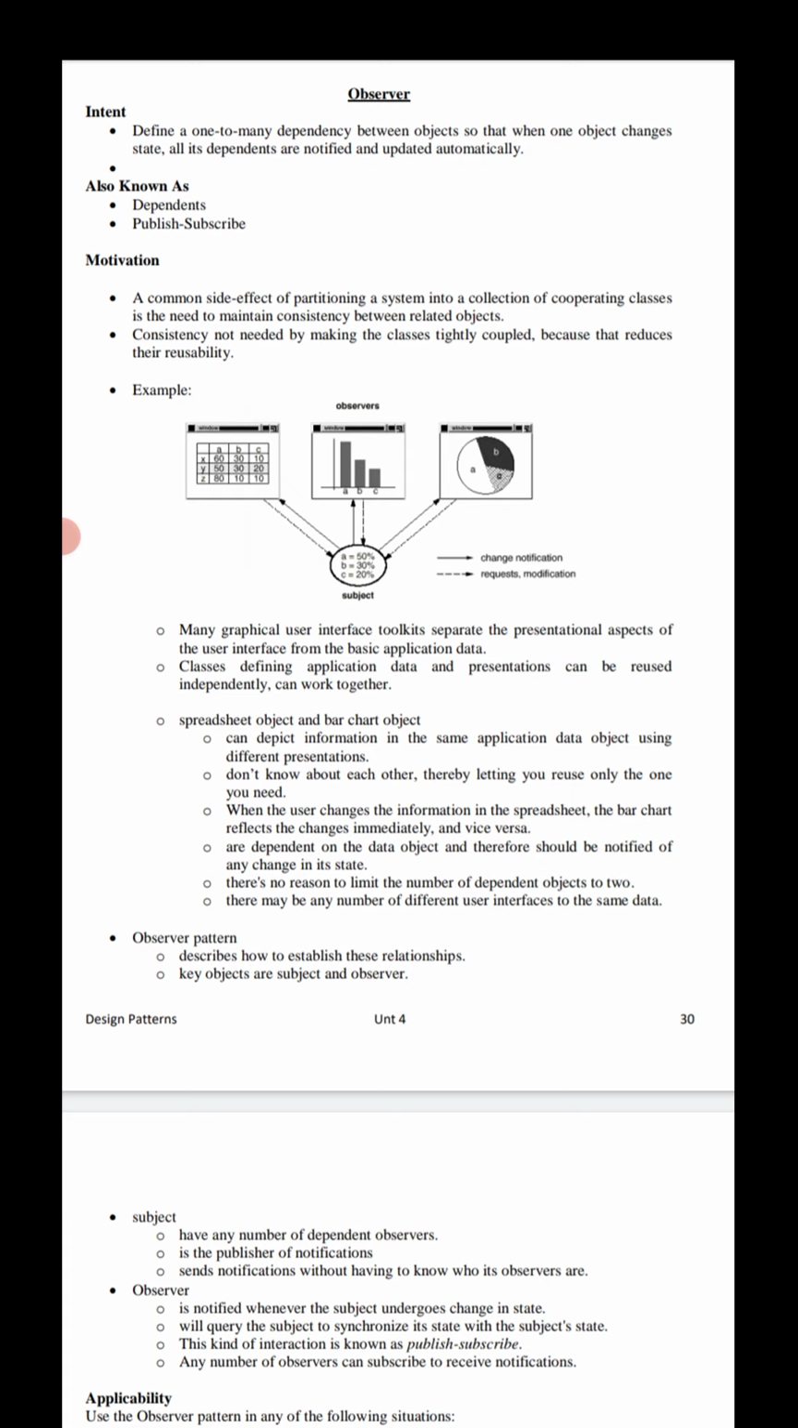A common side effect of partitioning a system into a collection of cooperating classes is the need to maintain consistency between related objects. In the sense, we need to keep those related objects consistent. We just need to take a collection of cooperating classes, partitioning a system. You don't want to achieve this consistency by making those classes tightly coupled, because that reduces their reusability again and again.